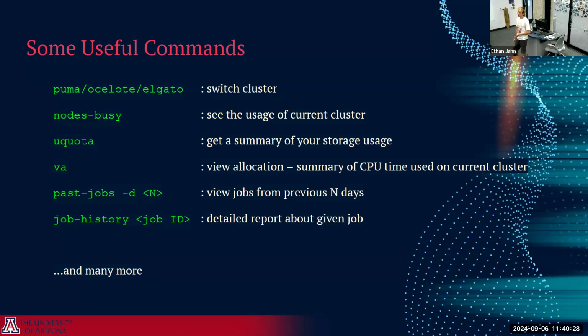So UQuota will give you a summary of your storage usage. VA stands for view allocation. That gives you a summary of how much CPU time you have used on your current cluster. If you want to see previously run jobs, you can use the past jobs command. If you know a job ID of a particular job and you want to see more details about it, you can use the job history command.